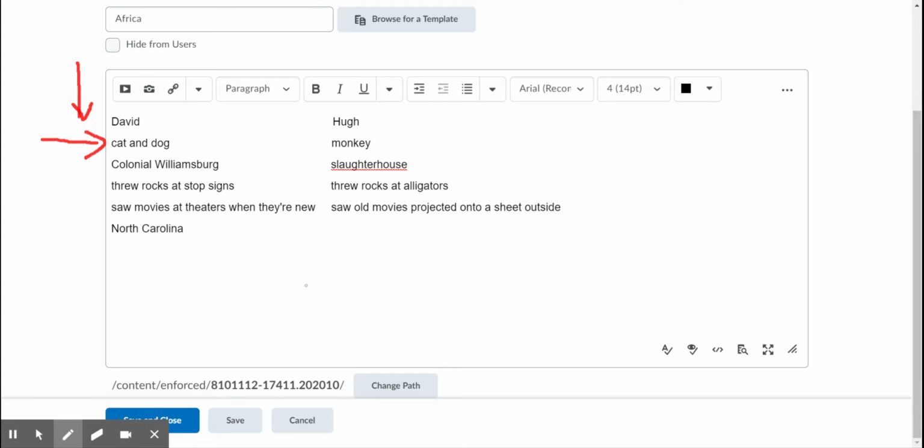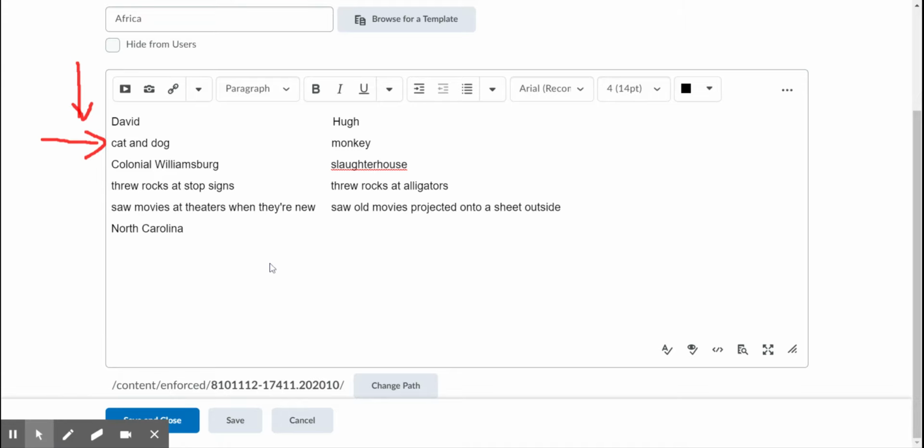There are some pros and cons to both of these methods. Writing this direction, so David did this and then Hugh did this, can get a little ping-pongy, right? A little back and forth, a little jumpy. Writing this direction, though, if I tell you everything about David and then everything about Hugh, can get a little confusing for your reader because we're kind of forgetful people, right? And so we may forget that you said something about David throwing rocks at stop signs. And so when you get to Hugh throwing rocks at alligators, we're like, why did you say that?